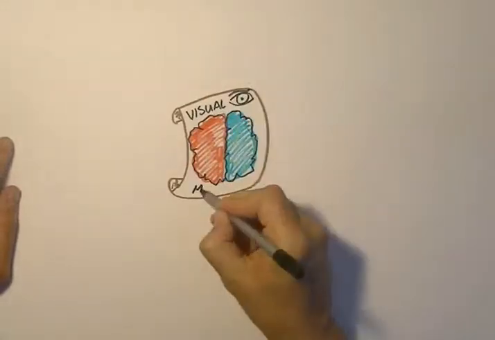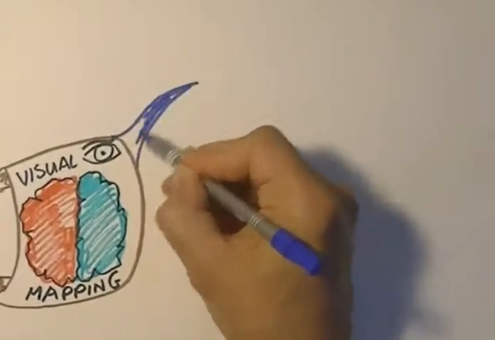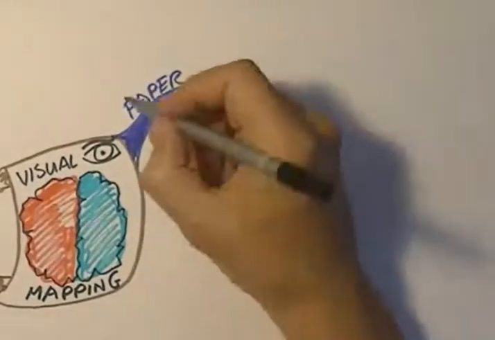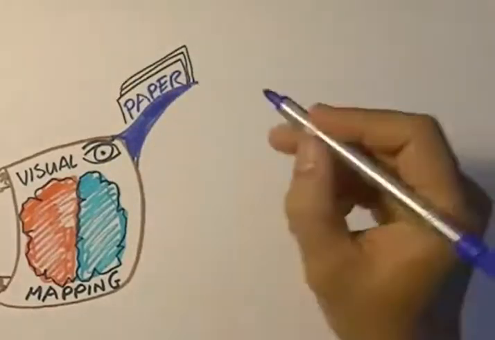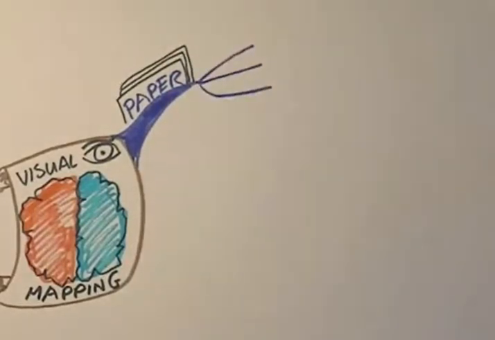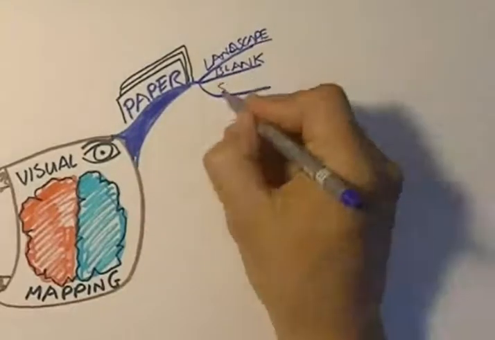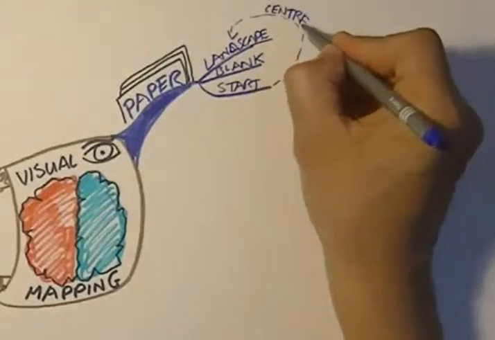visual mapping. Once you have the central image, you then need to add branches of information, or what you could call key topics, that link to the central image. Now, this branch is all about the type of paper you should be using when creating a visual map. Ideally, you should have the page landscape. The page should also be blank so that you can minimize distractions. And as I said before, you start in the center of your landscape page.